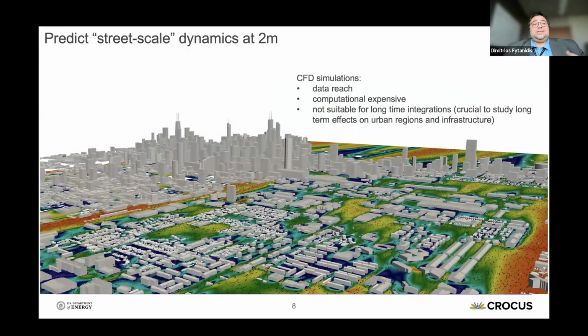And of course, we can always get all this data and perform street scale simulations to predict what happens at 2 meters, like inside the canopy. But these CFD simulations, these 3D building resolving simulations, are firstly computationally expensive, and secondly, they might not be suitable for long-term integration, which might be crucial to study the long-term effect on urban regions and urban energy infrastructure.